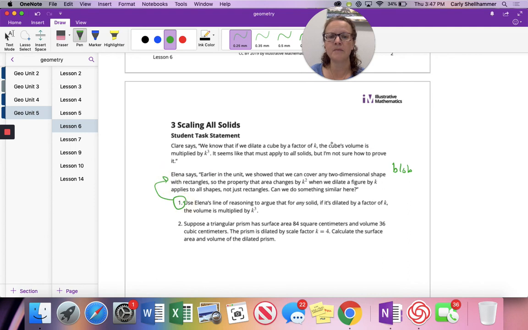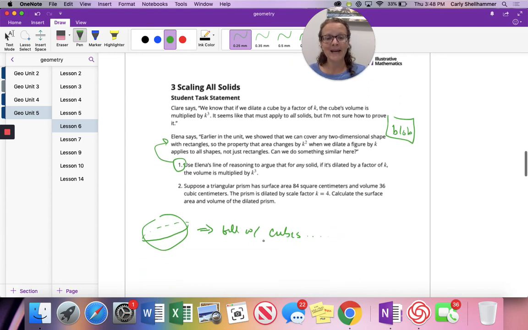Okay, in the previous blob, it was just 2 dimensions, length and width. But here we're talking volume, so our blob would have to be 3 dimensions, length, width, and height. And we can fill that blob with cubes. Okay, an infinite number of cubes. And if we scaled those cubes, we would be scaling them the length, the width, and the height of the cubes, which would be scale factor of each dimension, which would be K cubed.